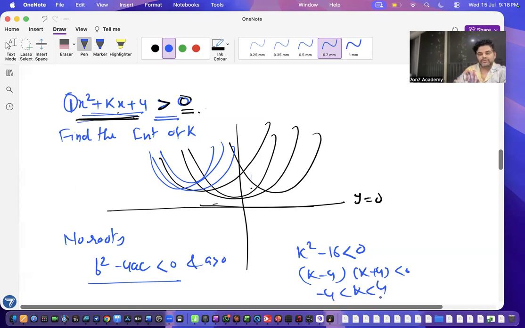So how many such integral values are there in between? Start from minus 3, goes till 3, because this is done in the solution. Agree? So how many integral values are there? You tell me.